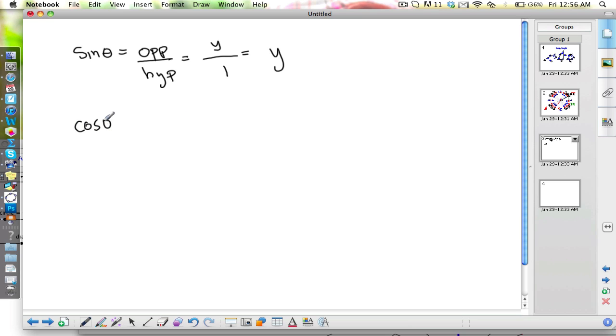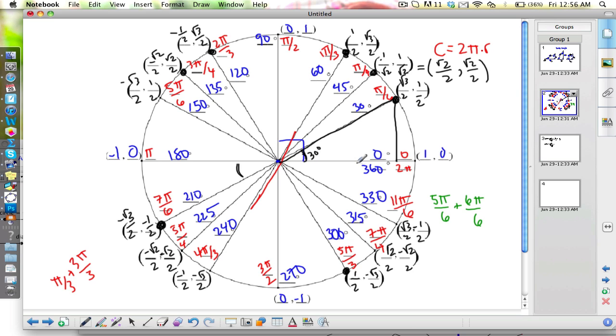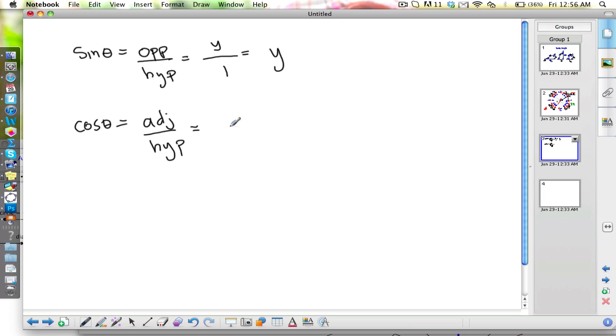Cosine is equal to adjacent over hypotenuse. So toa. That is equal to x, the x value. Divide by the hypotenuse. So √3/2 in this particular case. So this is x over 1, which is just x. Okay, so now I can ask you, Miss Yule, what's sine of pi over 4?